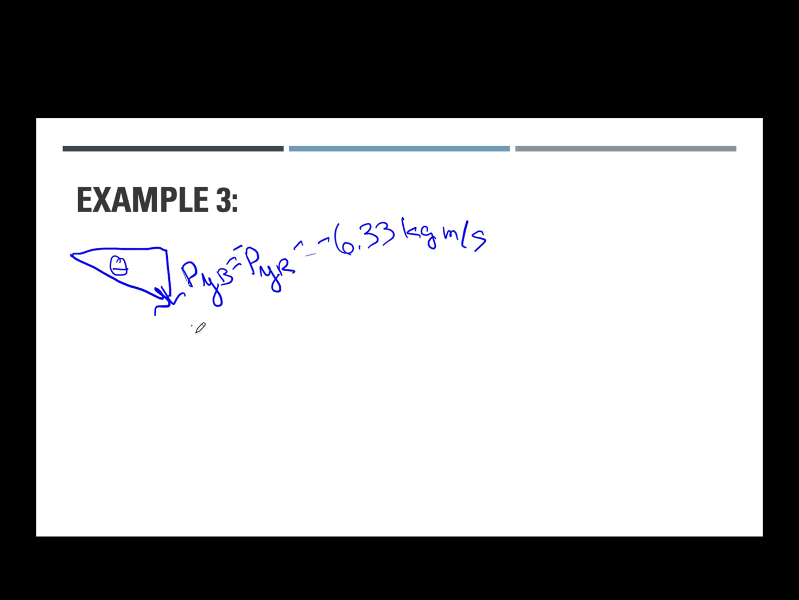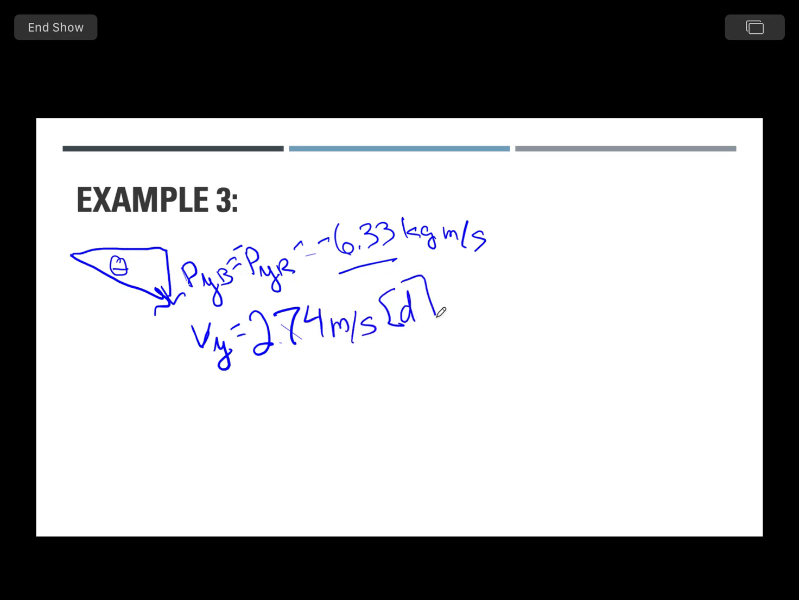Okay, so Vy will be equal to, I take my 6.33, I divide it by 2.31, which was our mass, and I'm going to get 2.74 meters per second going down. So that would make that a vector. Okay, so that's in the vertical. What about in the horizontal? Well, let's take a look here.